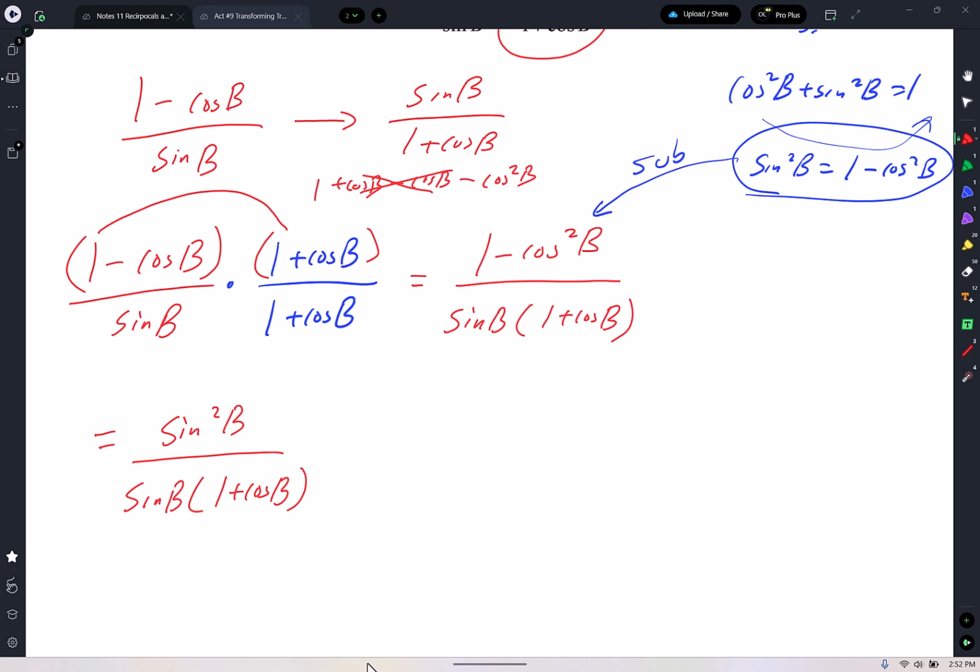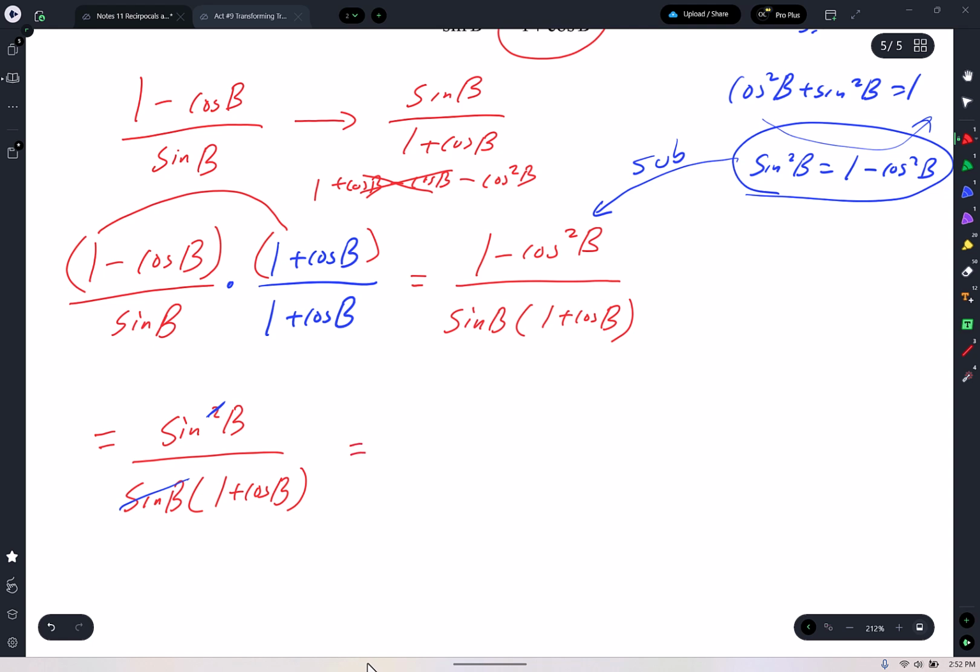Can we factor out? No, right? Well, now you can cancel. Why can I cancel now? Because it's a square, and in the bottom it's being multiplied. Do you guys see that? And on the top. So now you can cancel. What can I cancel? Sine. One sine, bam, out, and one of these.